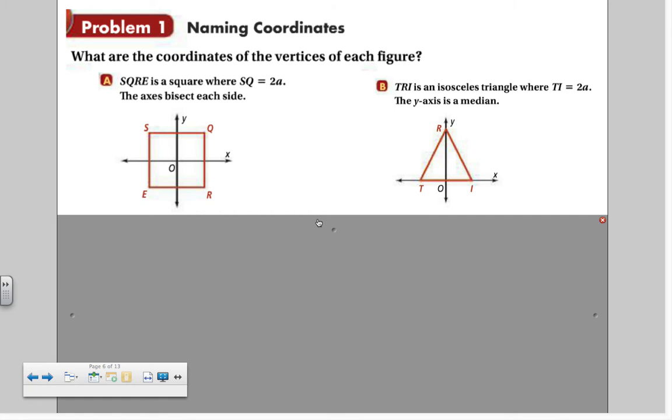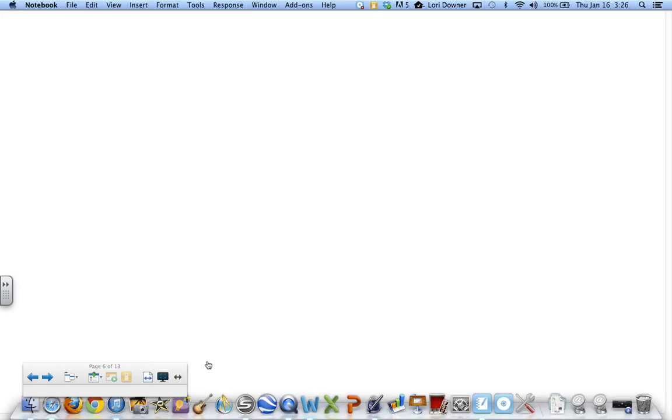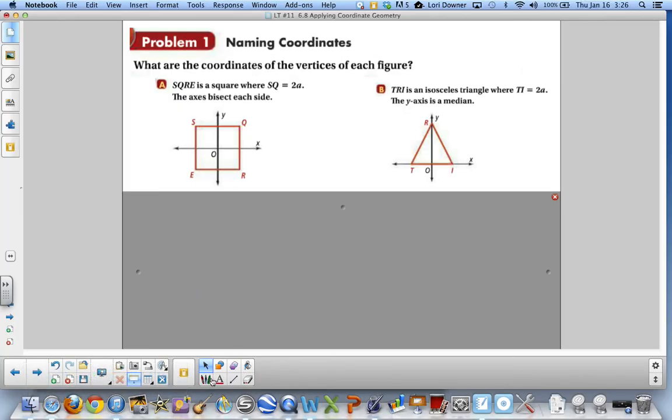What are the coordinates of the vertices for each figure? SQRE is a square, where SQ is equal to 2A. So we know this distance here is equal to 2 times A, 2A. So that tells me that that is a distance of A, and this is a distance of A. Because of that, I actually know that that's true down here.